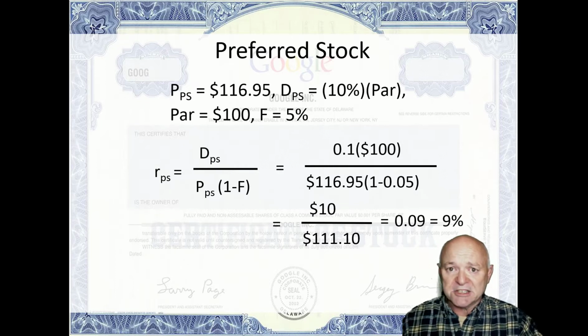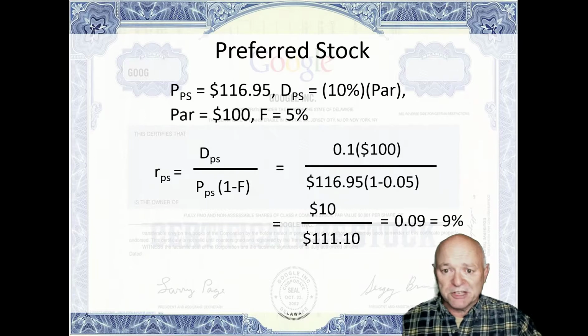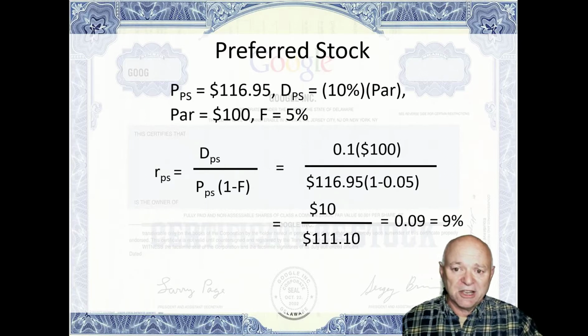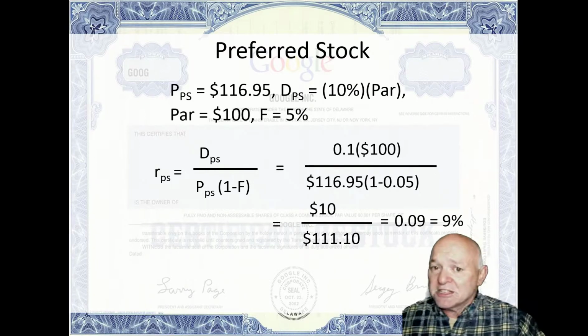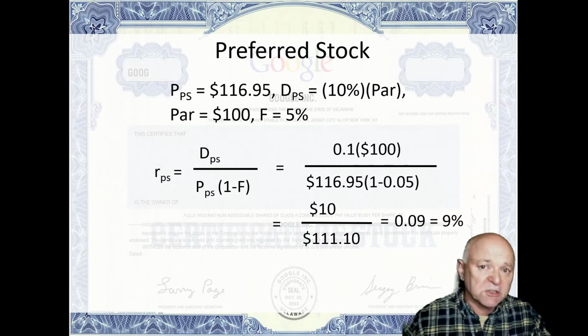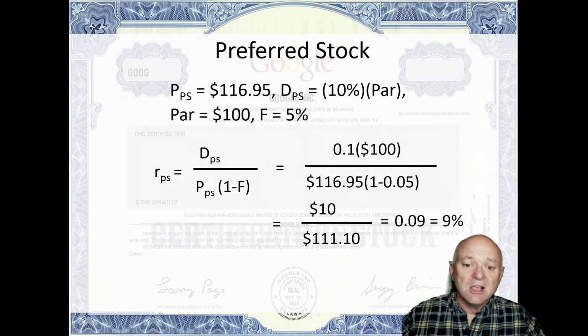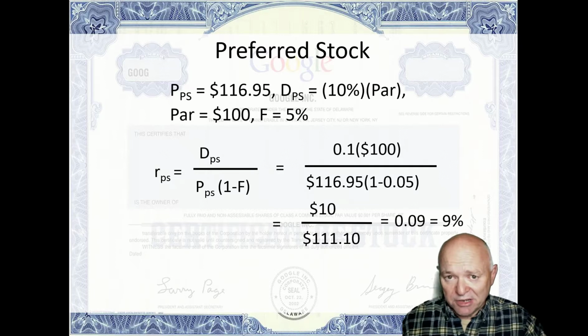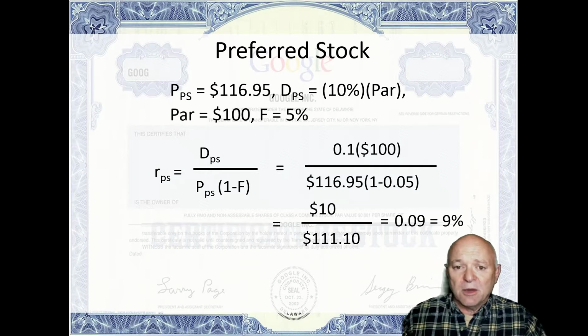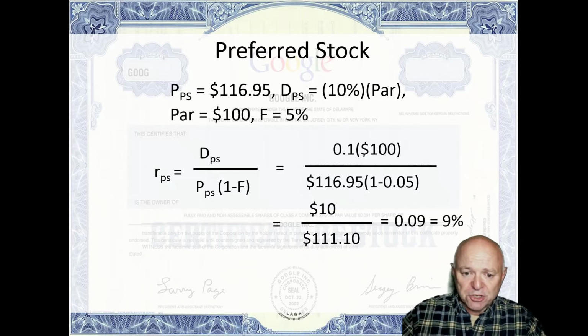So that would be the price at which the preferred shares will be redeemed when they reach the end of their life. And in this case, there's a flotation cost that's quite substantial. It's 5% of the total value of the preferred shares. So our calculation of yield in this case essentially says we're going to take the dividends that are going to be paid and we divide it by the price after accounting for flotation.